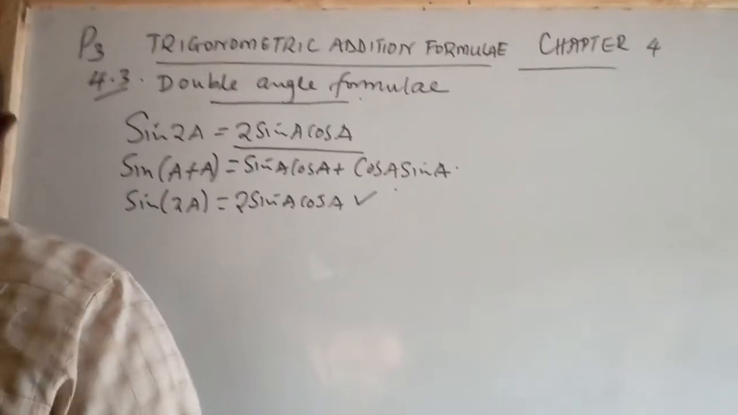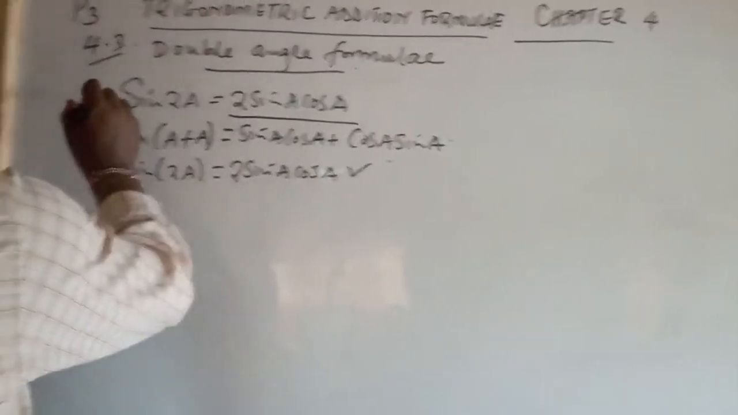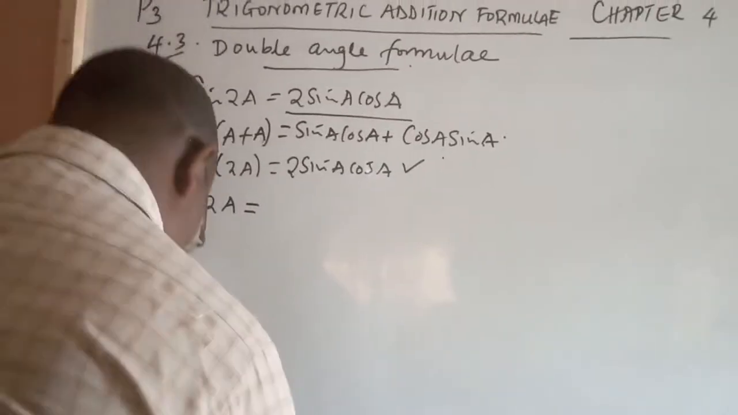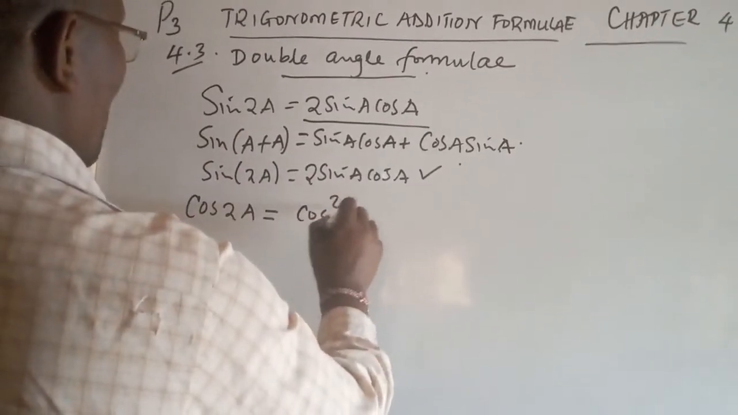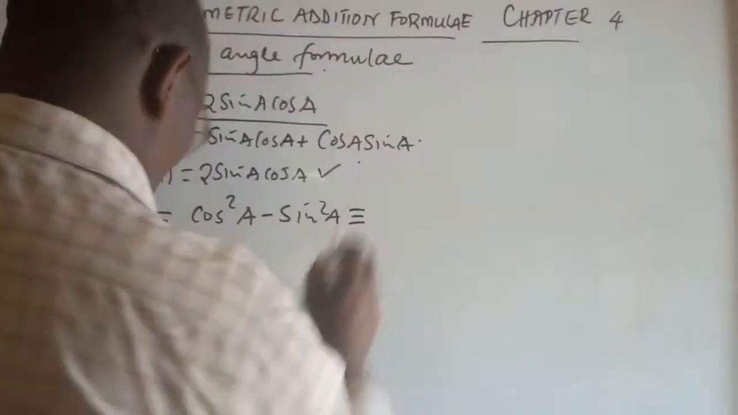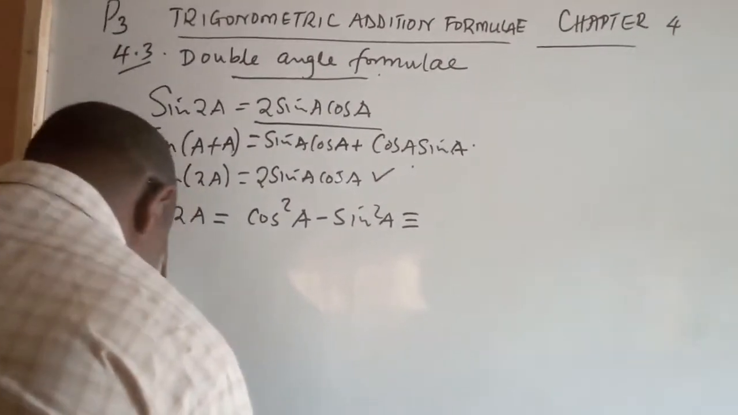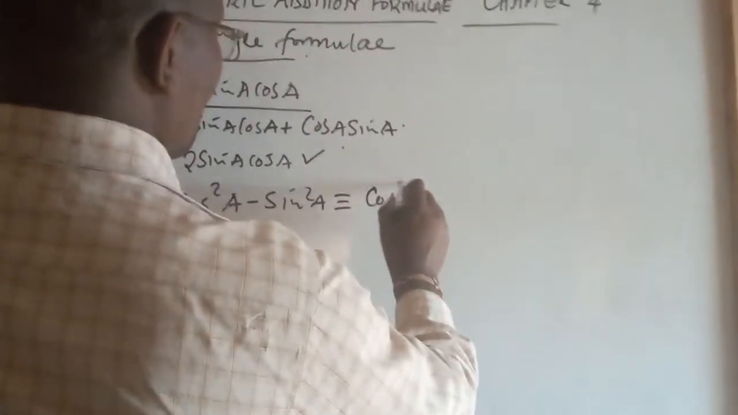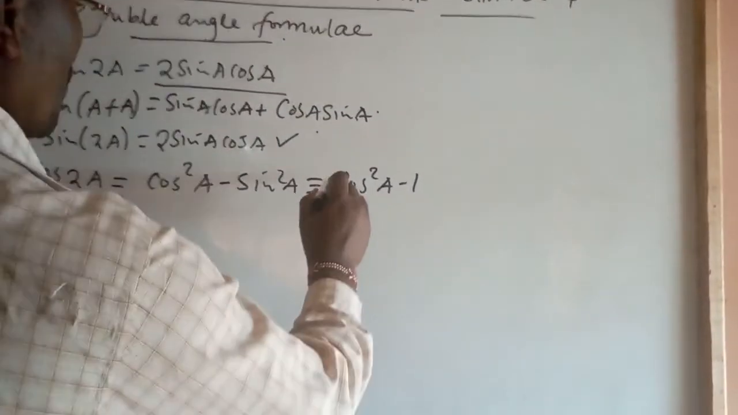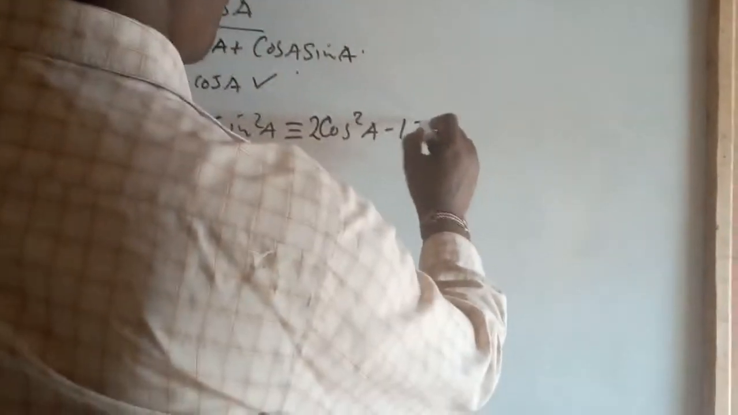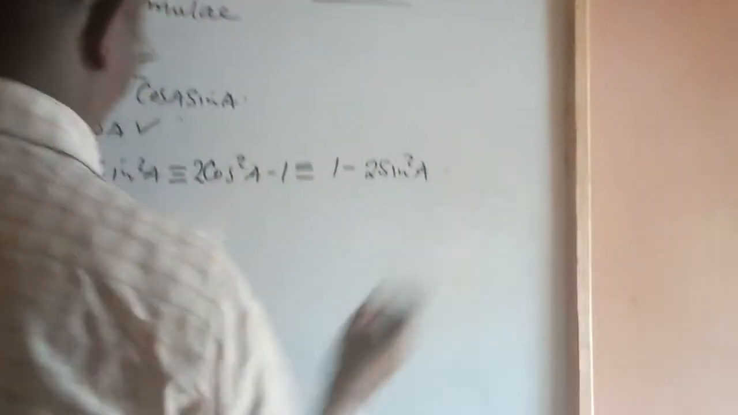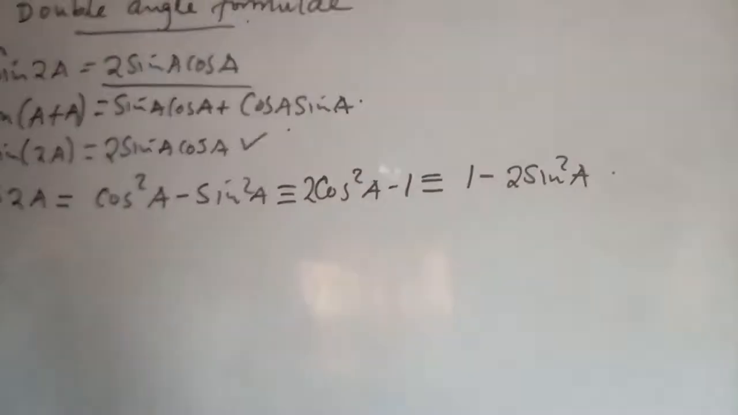But it is the cosine of 2A that we need to take some time on, because we are told that the cosine of 2A is exactly equal to the cosine squared of A minus the sine squared of A, which is also equal to 2 cosine squared A minus 1, which is also equal to 1 minus 2 sine squared of A. It is our duty to prove this.